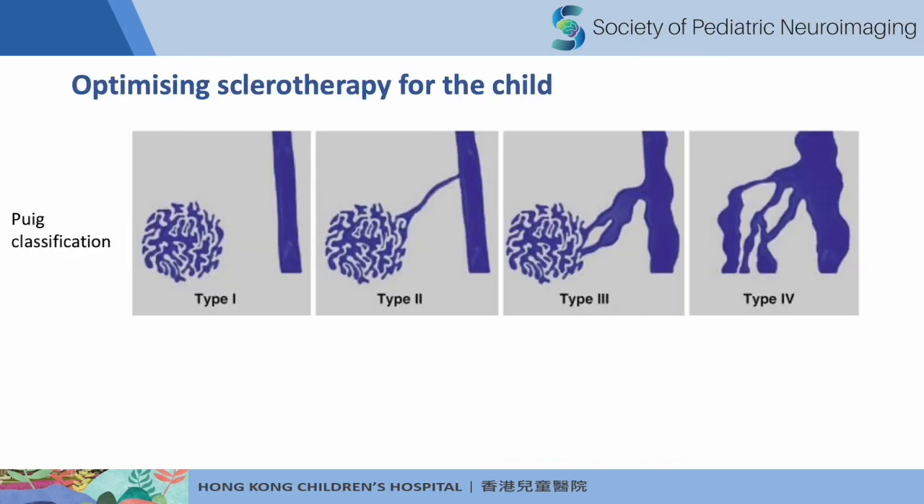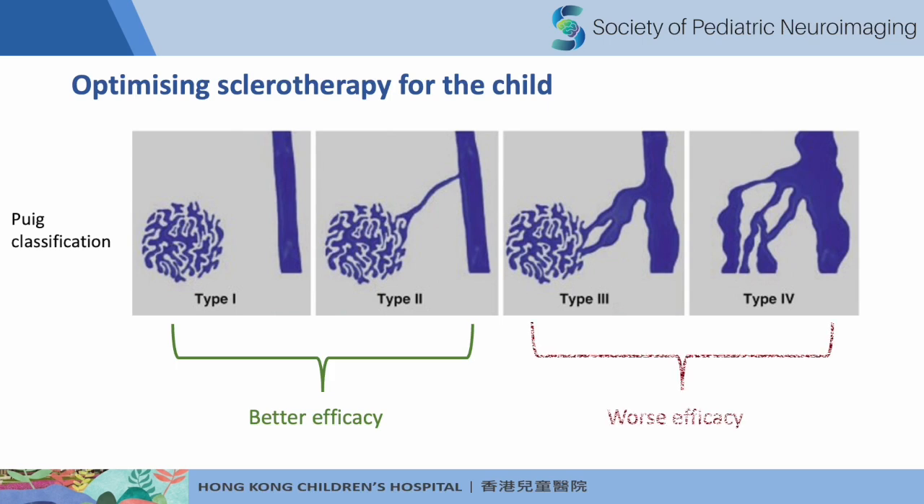Now, how to optimize sclerotherapy for the child. So obviously, the morphology of the venous malformation is important. If we look at the classification, type 1, type 2, with no draining veins has probably the best outcome, because the sclerosant would stay inside the venous malformation and do its job. In 3 and 4, with dysplastic veins forming around the lesion, or the dysplastic vein is the lesion, sclerotherapy has worse efficacy because there is more escape of sclerosant.